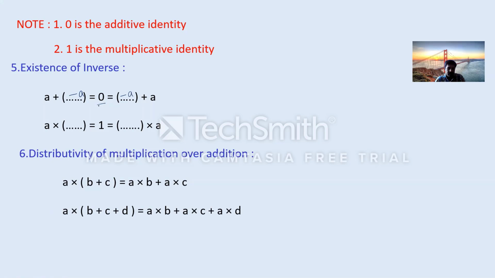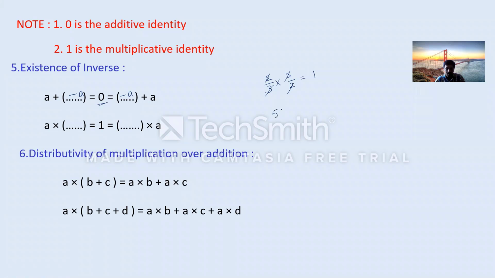Here 0 is additive identity. The result of a plus minus a is 0. That means a is the additive inverse of minus a, and minus a is the additive inverse of a. Now in multiplication, the product of what two numbers will give you 1? So if you take 2 by 3, 2 by 3 into what number we have to multiply to get 1? 2 by 3 into 3 by 2. Then only we can cancel numerator and denominator. Here numerator and denominator, the answer is 1.